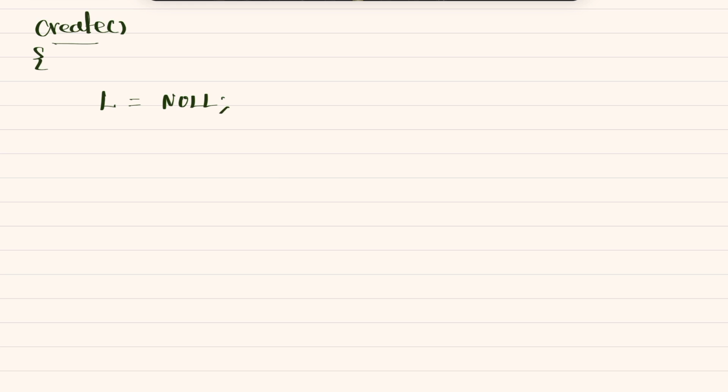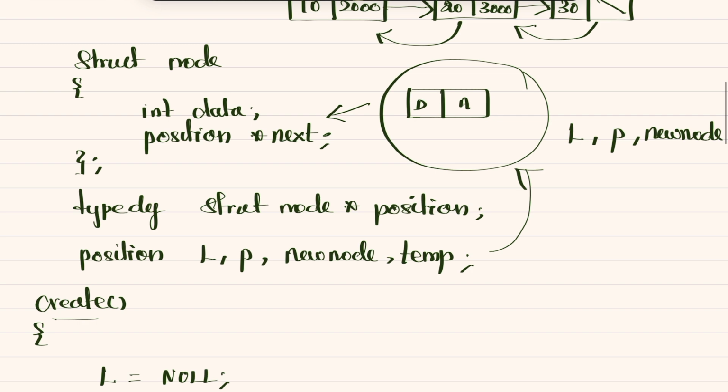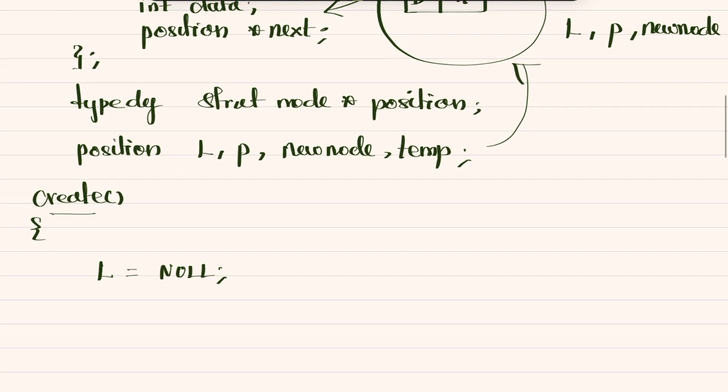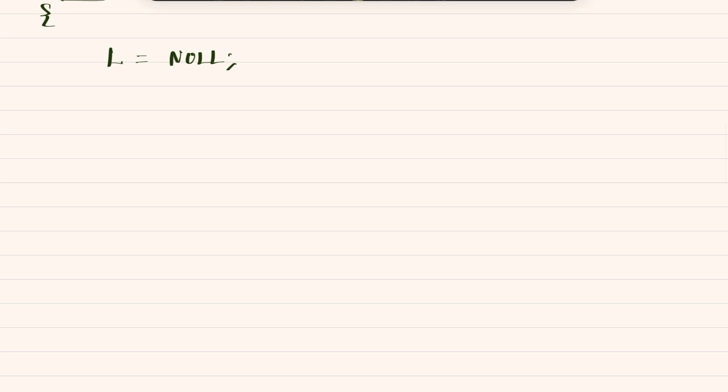Now, first of all, we are going to create one memory space, the memory space which is going to refer to this structure. In the structure, we already have the data field and the next field. Data is going to store the data value, and the next field is going to store the address of its successor. So first we are going to create one new node.